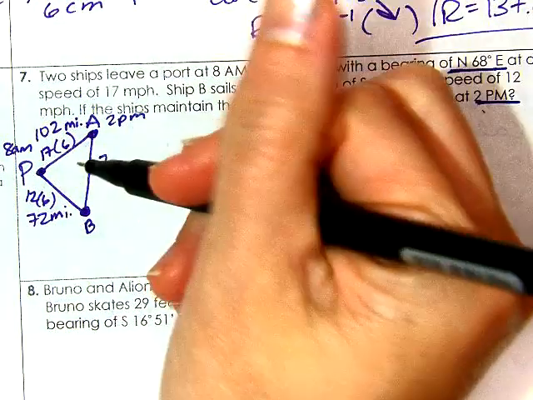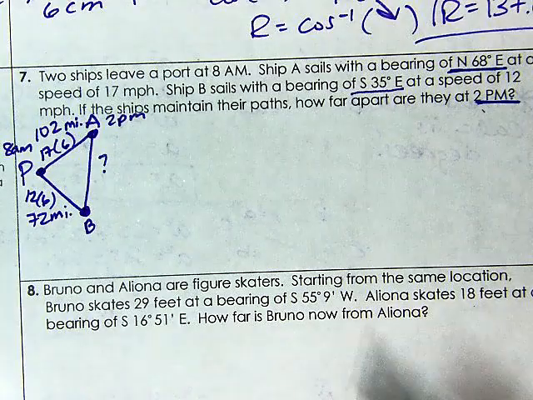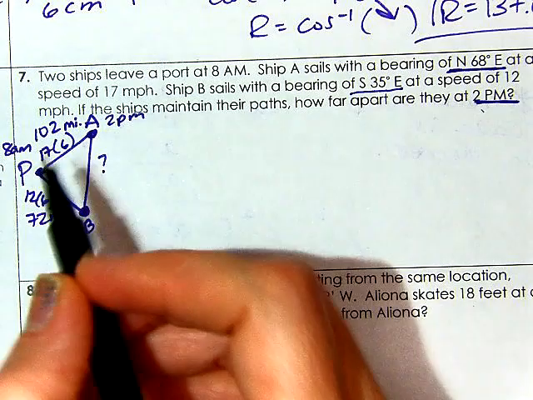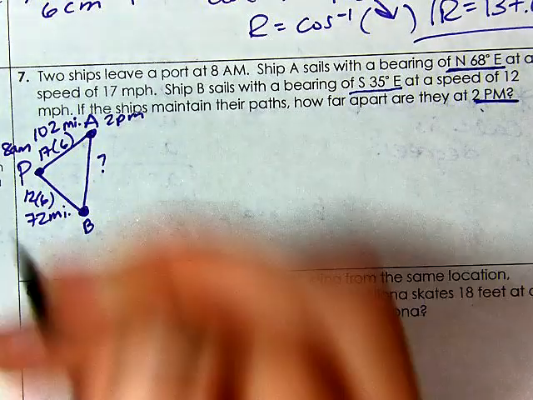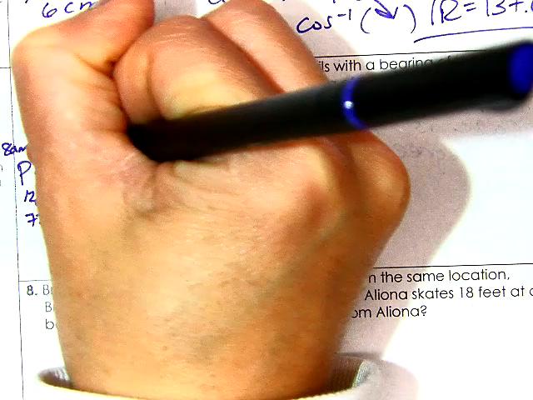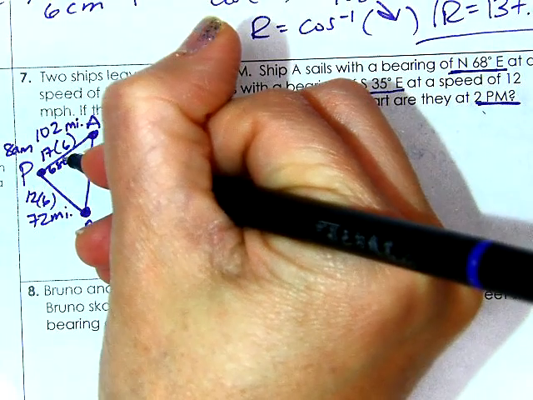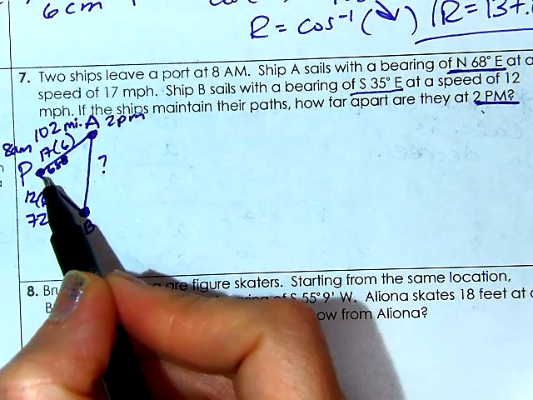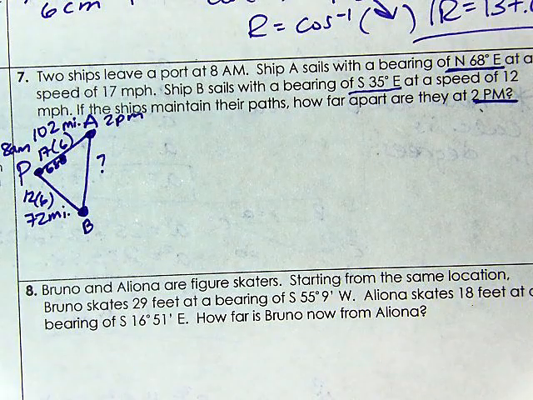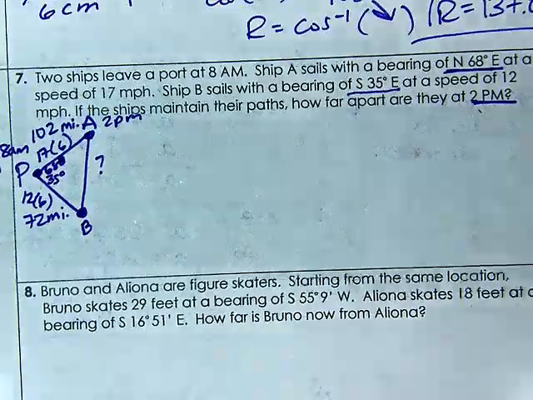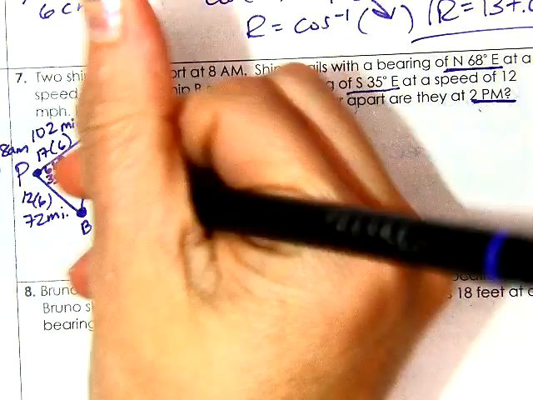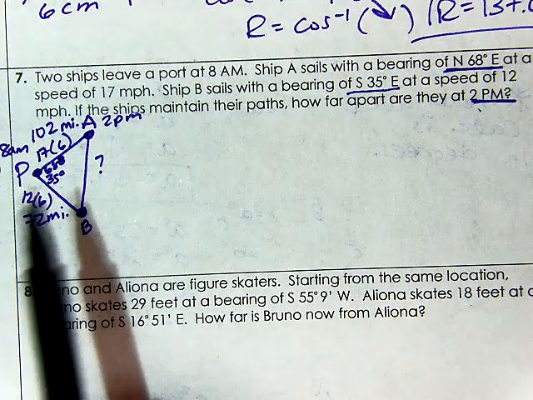So it would be nice if I knew this angle. Well, I do. Because it says that ship A sailed at 68 degrees. So when it left, that should be a degree, not a 0. It went 68 degrees. And it said that ship B sailed at 35 degrees. So I know this whole angle is 68 plus 35.